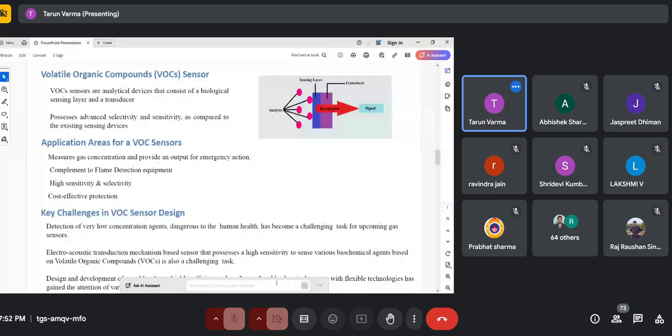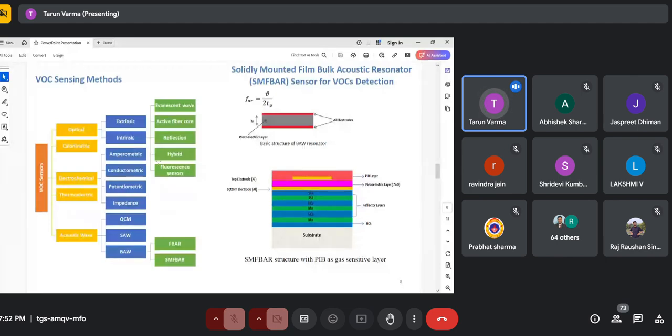These are various sensing mechanisms. One is optical, one is calorimetric. Whatever we have given in this slide, in the table, is in the form of a chart of the sensing material. The last two are the surface acoustic wave and the bulk acoustic wave. The bulk acoustic wave sensor is basically a film bulk acoustic wave and the solidly mounted film bulk acoustic resonator that has been studied by one of my students.